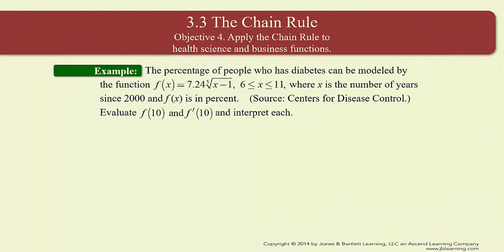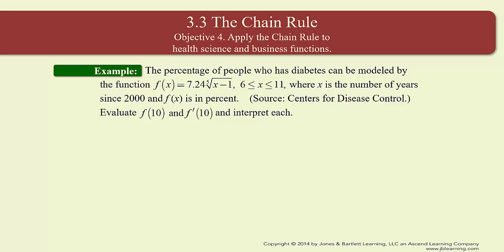All right, folks, the final thing we're going to look at in this section is an application where the chain rule is involved. So, as always, write this example down in your notes because I'm going to do it at the board. Here that function, 7.24, the fifth root of x minus 1, represents the percentage of people who have diabetes. X is the number of years since 2000, and f of x is the percentage.